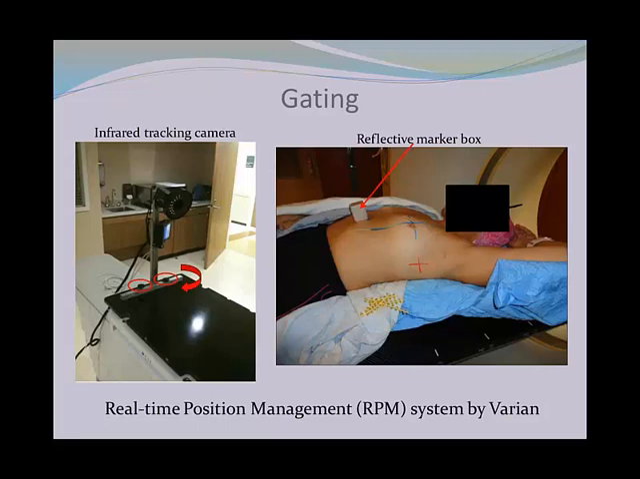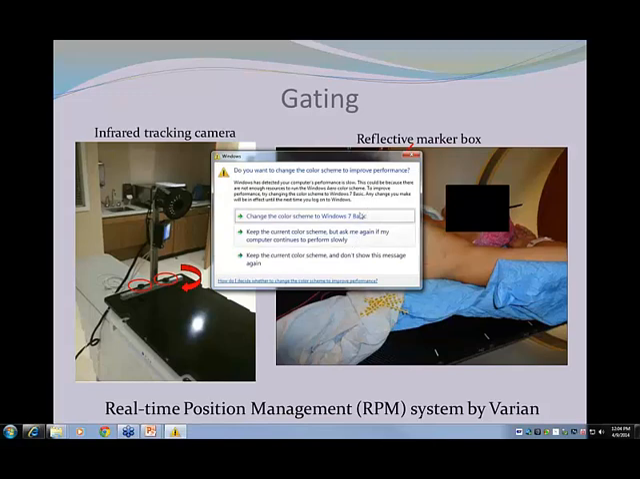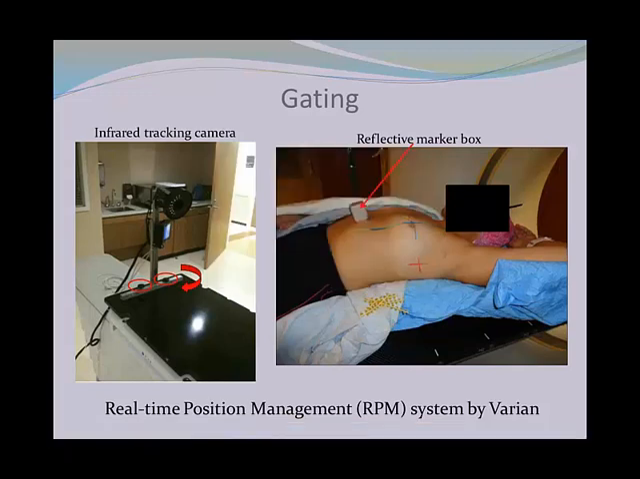To do the gating, our physicists use a real-time position management system by Varian. With this system, we have an infrared tracking camera. This camera tracks a reflective marker, and basically it tracks the patient's breathing pattern. So we have a breathing trace, or breathing pattern, from the patient.